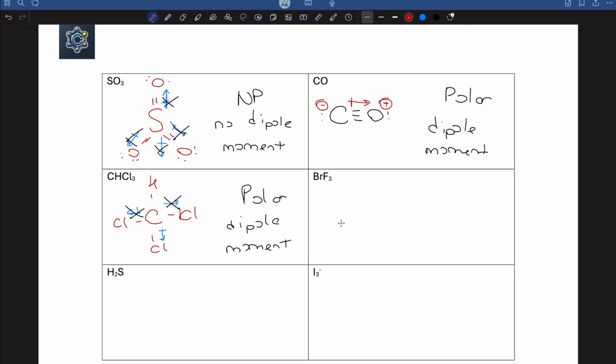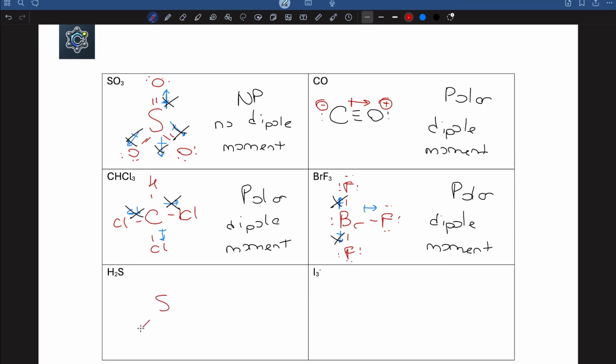BrF3, bromine with fluorine, and bromine has a lone pair. Each fluorine has 3 lone pairs, and in each of these bonds, fluorine is definitely more electronegative than bromine, so the bonds looking up and down do cancel each other out, but there's nothing on the left side to cancel out that bromine on the right, and so this structure is overall polar, meaning it does have a dipole moment.